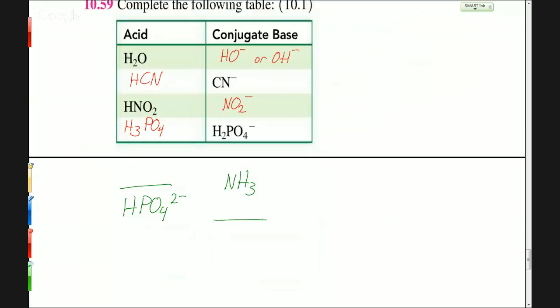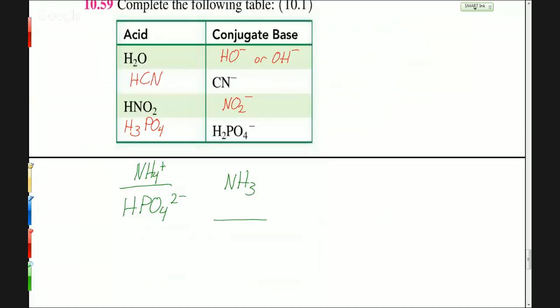NH3, it's the base, yeah? So if NH3 is the base, what's the conjugate acid? It will be NH4 plus. So it's not always neutral, but could be plus or even could be minus. And then in the last example, HPO4 2 minus, that's the acid, even though it's minus in this case.